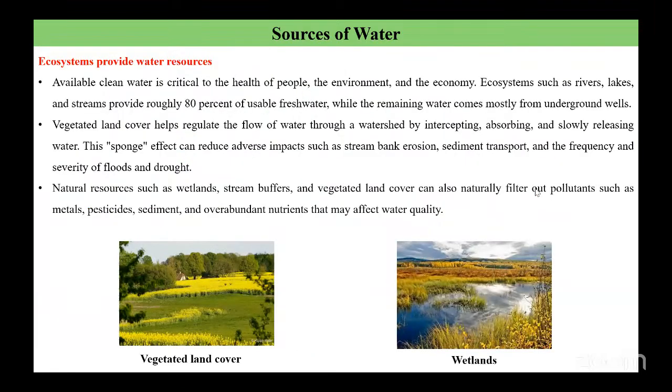So this is another one, and how the ecosystem provides the water bodies. The clean water, whichever is available, is critical to the health of the people.